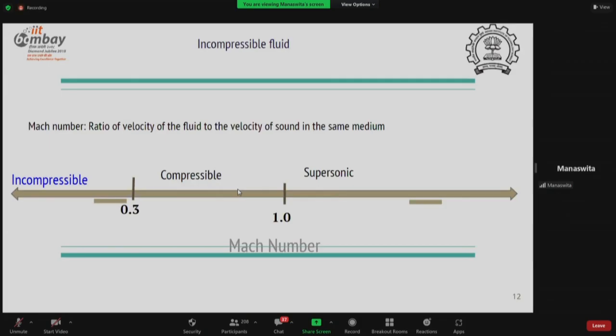Now, what is incompressible fluid? We define it in terms of the Mach number, which is the ratio of the velocity of the fluid to the velocity of sound in the same medium. This is important: in the same medium. If my Mach number is less than 0.3, by convention we say we will consider it incompressible. That is, the change in density with respect to pressure is negligible. This is the interpretation.